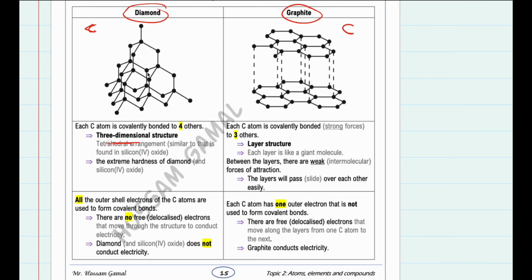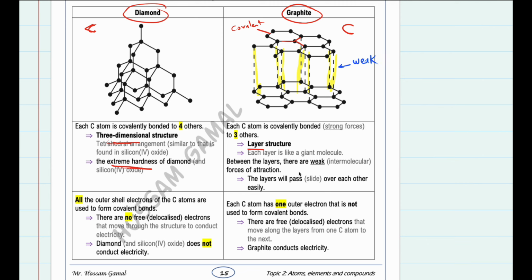In diamond, as you may notice, each carbon atom is bonded in 3 dimensions to neighboring carbon atoms, and the bonding is covalent. That's why diamond is extremely hard, the hardest natural material we have on Earth. However, in graphite, carbon atoms are bonded to each other in the form of layers. Within each layer, the bonding is covalent, but between one layer and a neighboring layer, the bonding is weak forces of attraction. It's intermolecular forces of attraction between the layers. So in between, we have weak intermolecular forces.